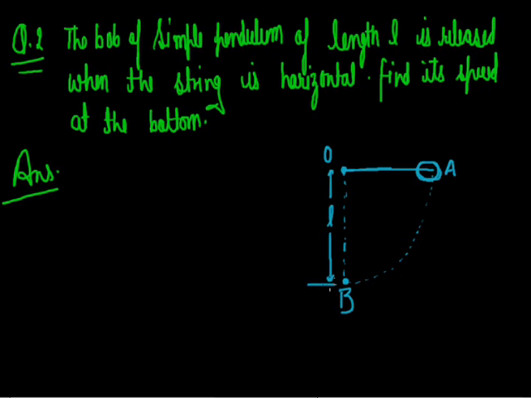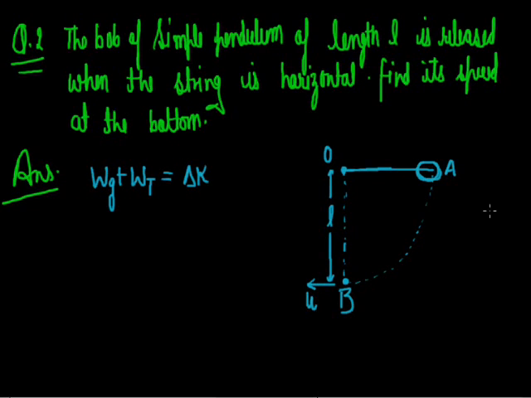Now let us consider that at this bottom point its speed is u, and as given, the length of the string is L. As we know, by the work energy theorem, work done by all forces equals the change in kinetic energy. So we can write: work done by gravity plus work done by tension equals change in kinetic energy. There are two forces acting on the bob: the force of gravity and the tension force.